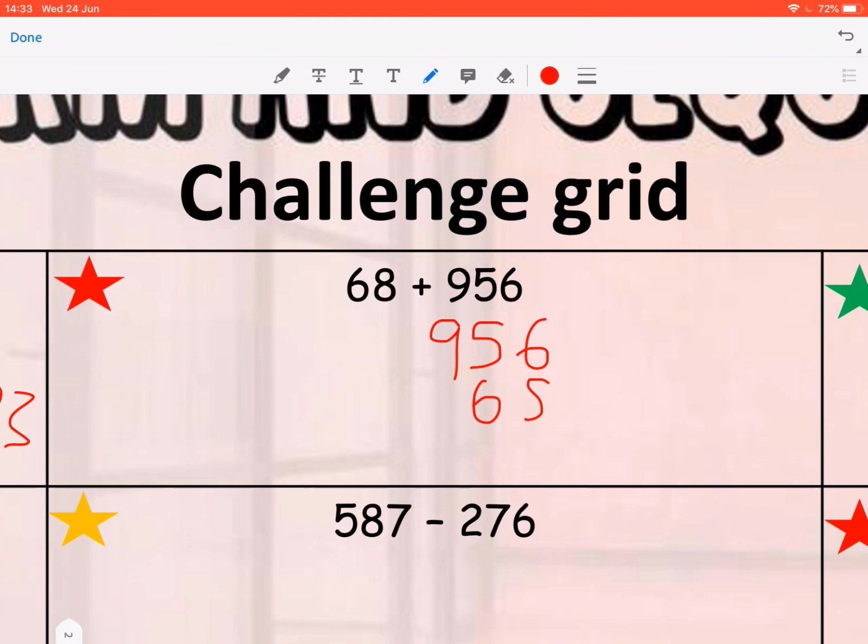plus 68. 8 plus 6 is 14. 5 plus 6 plus 1 is 12. 9 plus 1 is 10. My answer is 1024.